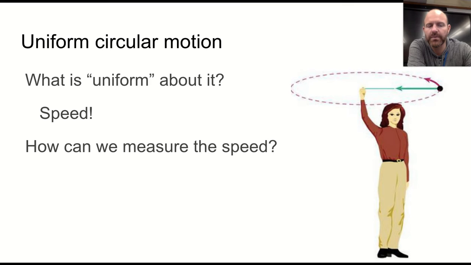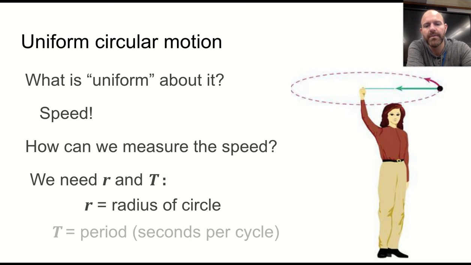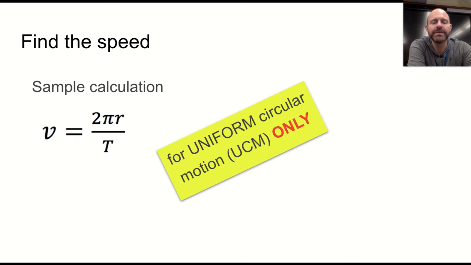And how do we measure the speed? Well, distance over time, of course. But when it comes to a circle, the distance is completely dependent on the radius of that circle, and capital T, not lowercase t for time, but capital T, which is what we call the period, or number of seconds it takes to go around a full cycle, is what we need. So how does that look? Well, the speed then is 2 pi r over the period.